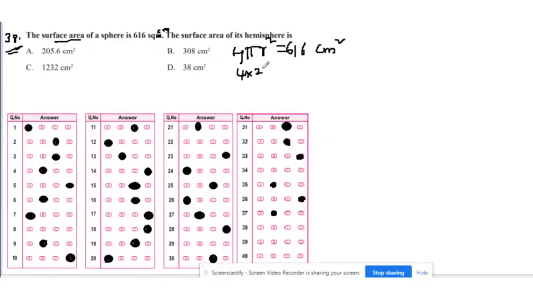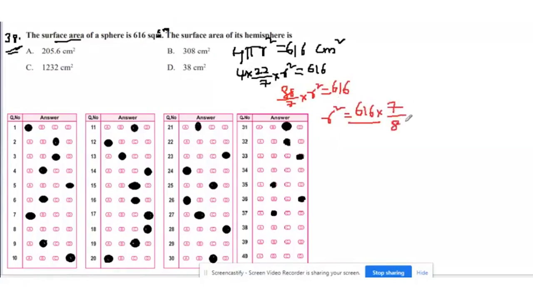So 4 into pi value, we all know that it is 22 by 7, r square is equal to 616. So 4 into 22 is 88 by 7 into r square is equal to 616. R square is equal to 616 into 7 by 88, as 88 by 7 goes to the other side and becomes the reciprocal. 88 ones are 88, 88 sevens are 616. R square is equal to 7 times 7, which is 49. R is equal to root over 49, which is nothing but 7 centimeters. So the radius of the sphere is 7 centimeters.